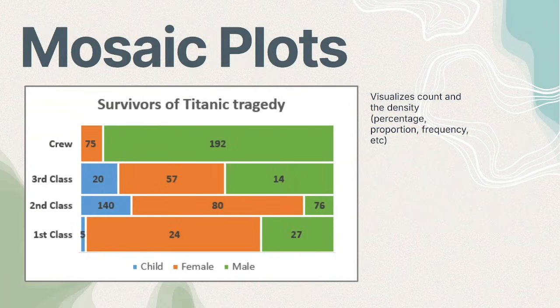Now, mosaic plots. A mosaic plot is a bit more advanced but really powerful. It visualizes both the count and the density, like percentages, proportions, or frequency, at the same time using rectangles of varying width and height. For example, this chart of Titanic survivors shows you both how many people were in each class and what proportions were children, women, or men, all in a single visual.